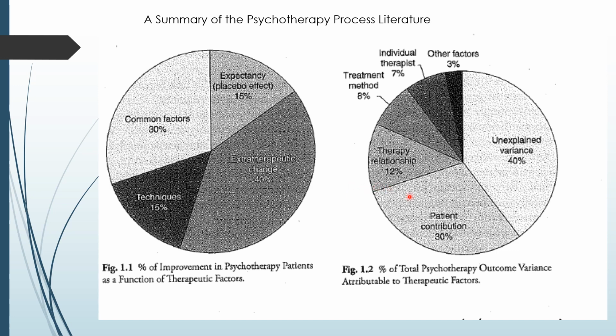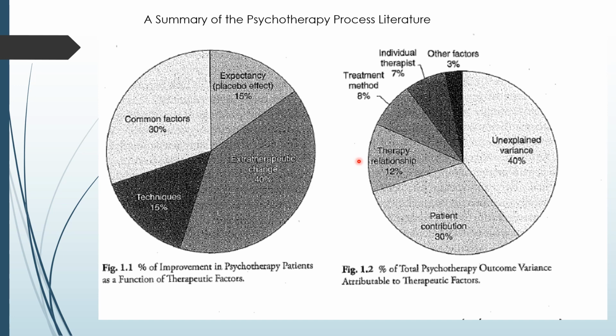And where we left off was we said, okay, look, unexplained variance, a whole bunch of stuff, patient contribution, a whole bunch of stuff. If you look at this, 70% of the variance in psychotherapy outcome is between unexplained and patient contribution. That's a lot. And then where I got thrown off a little bit was I looked at this and I go, therapy relationship, 12%. I even doubted myself.